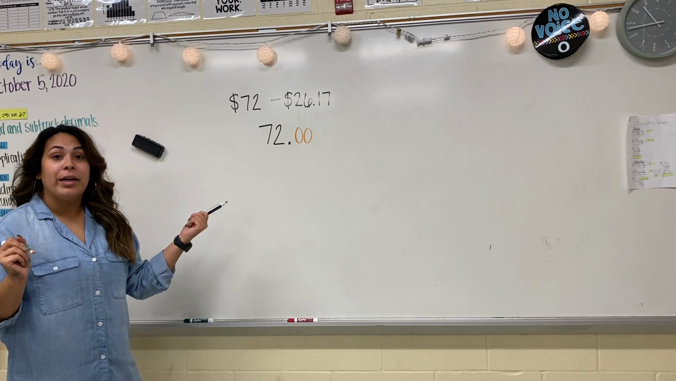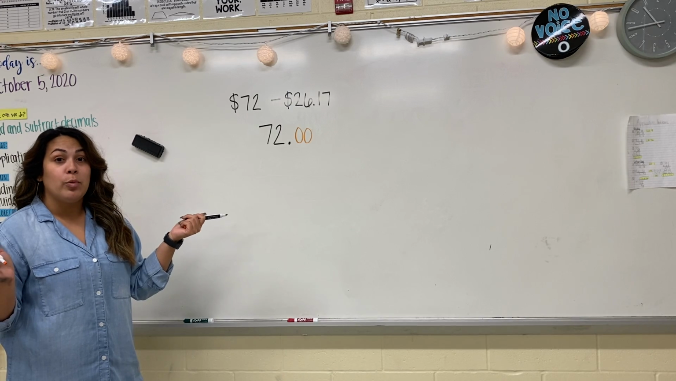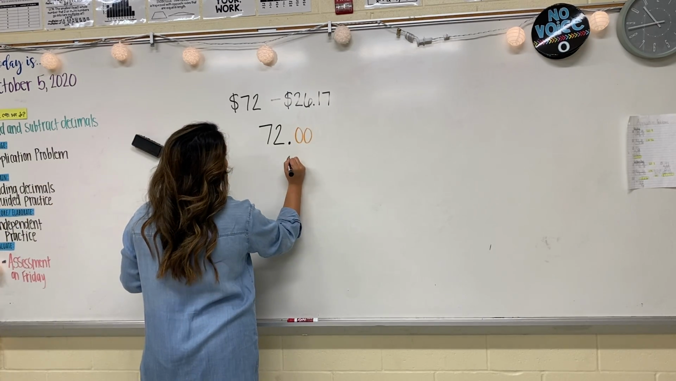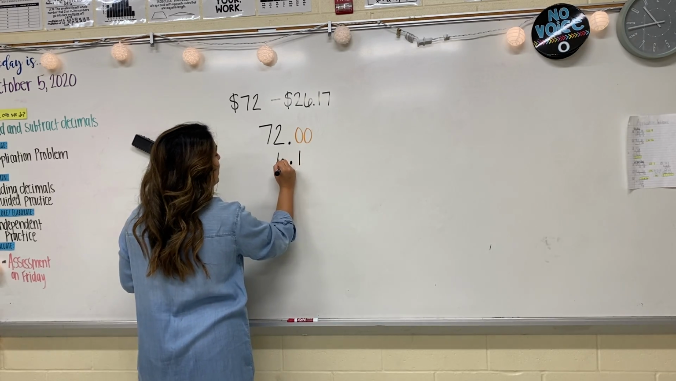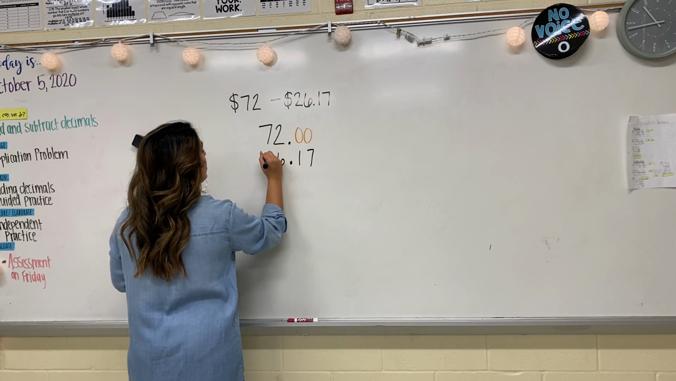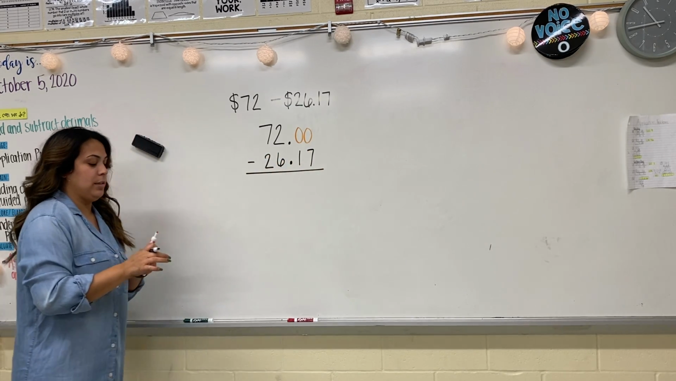So now I'm working with the decimal here. I'm good. Now I'm going to bring my $26.17. So put my decimal. I'm going to put my 1 and my 6. I'm writing the numbers around the decimal. 7 and 2, and then I finish it out. And now I can subtract.